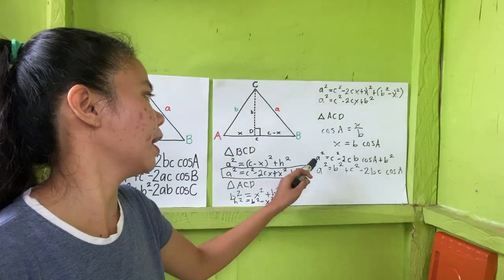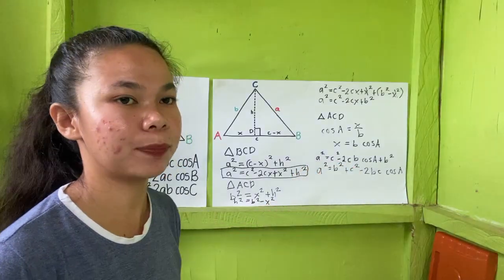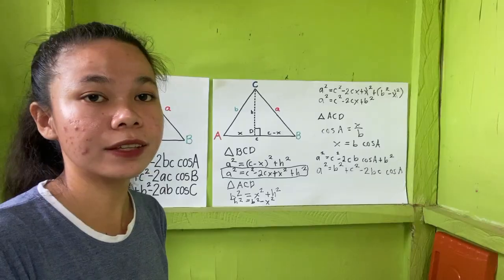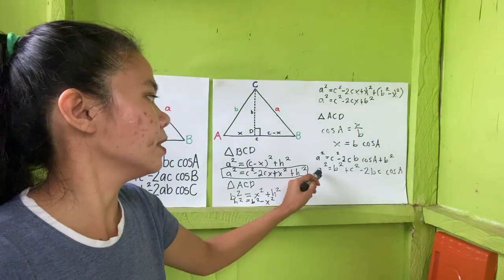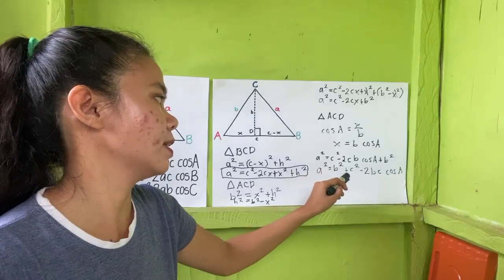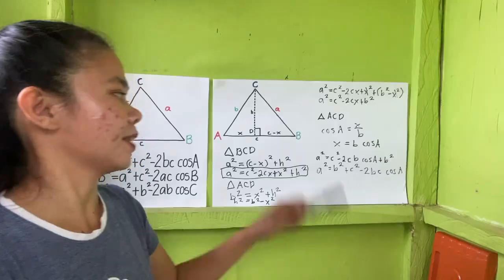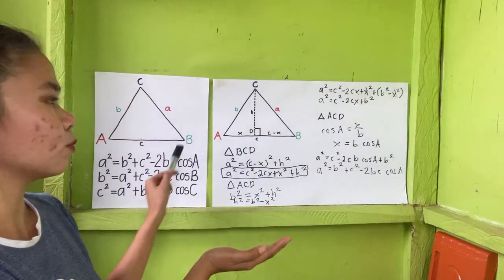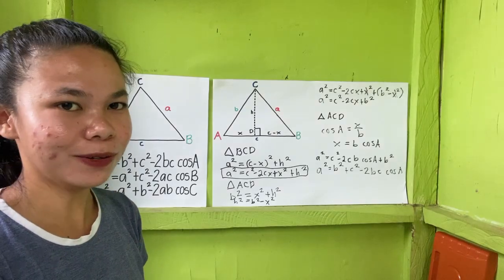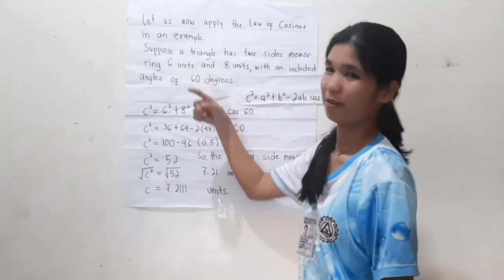So now we have a squared is equal to c squared minus 2cb cosine A plus b squared. And the next thing that we're going to do is to arrange this one, and that would give us a squared is equal to b squared plus c squared minus 2bc cosine A. And we have now derived the first formula, and the rest will follow. So, we made it. So let us now apply the law of cosines in an example.